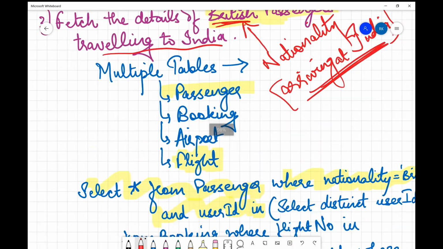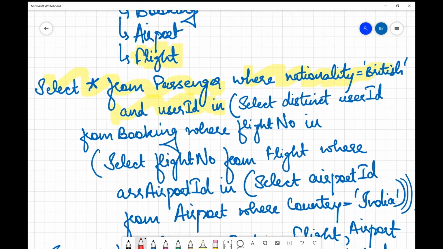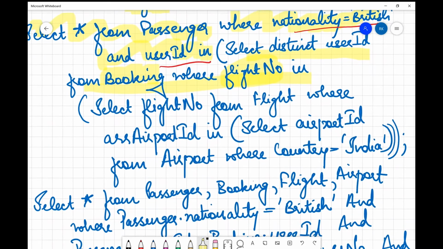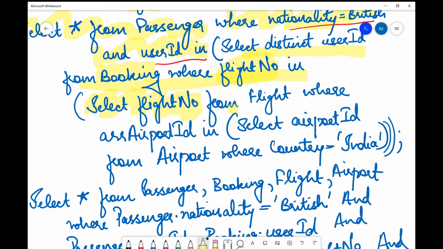So I say select star from passenger, where nationality equals British and user ID in select distinct user ID from booking, where flight number in. Now flight number, because from the booking I'll only get the flight number. So where flight number in, select flight number from flight, where arrival airport ID in. Now I'm connecting the arrival airport ID with the airport ID, right? So select airport ID from airport, where country equals India. So this is how we connect in a nested query. So this was the first method.